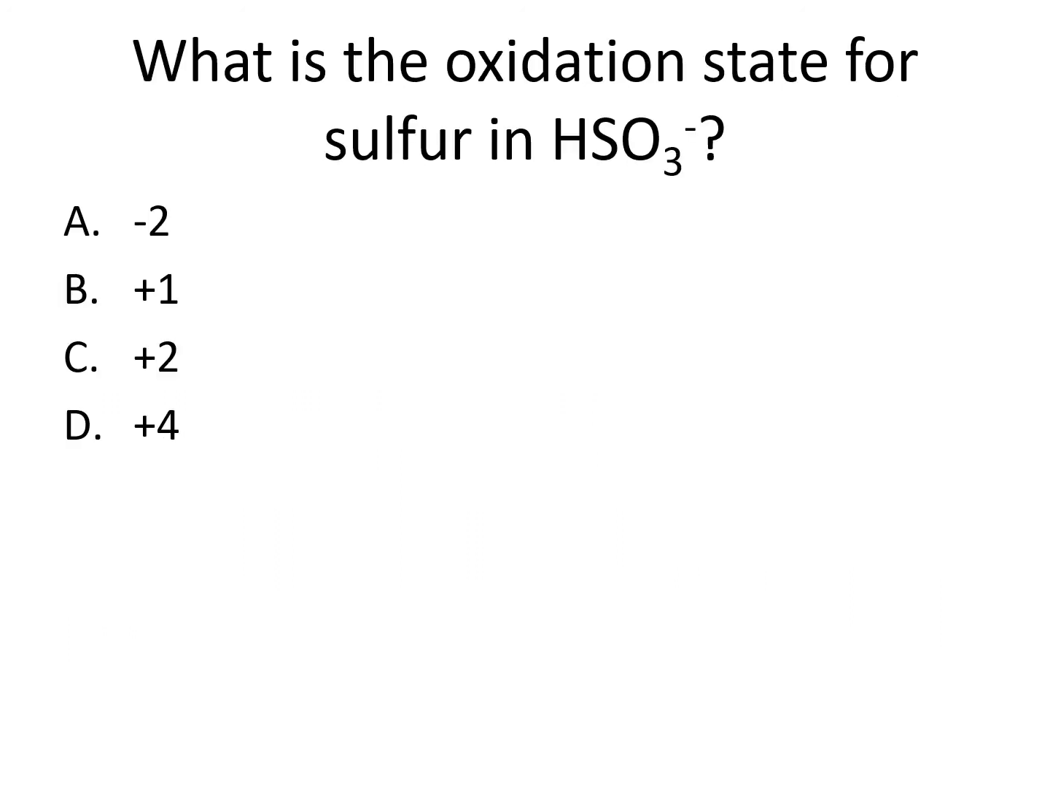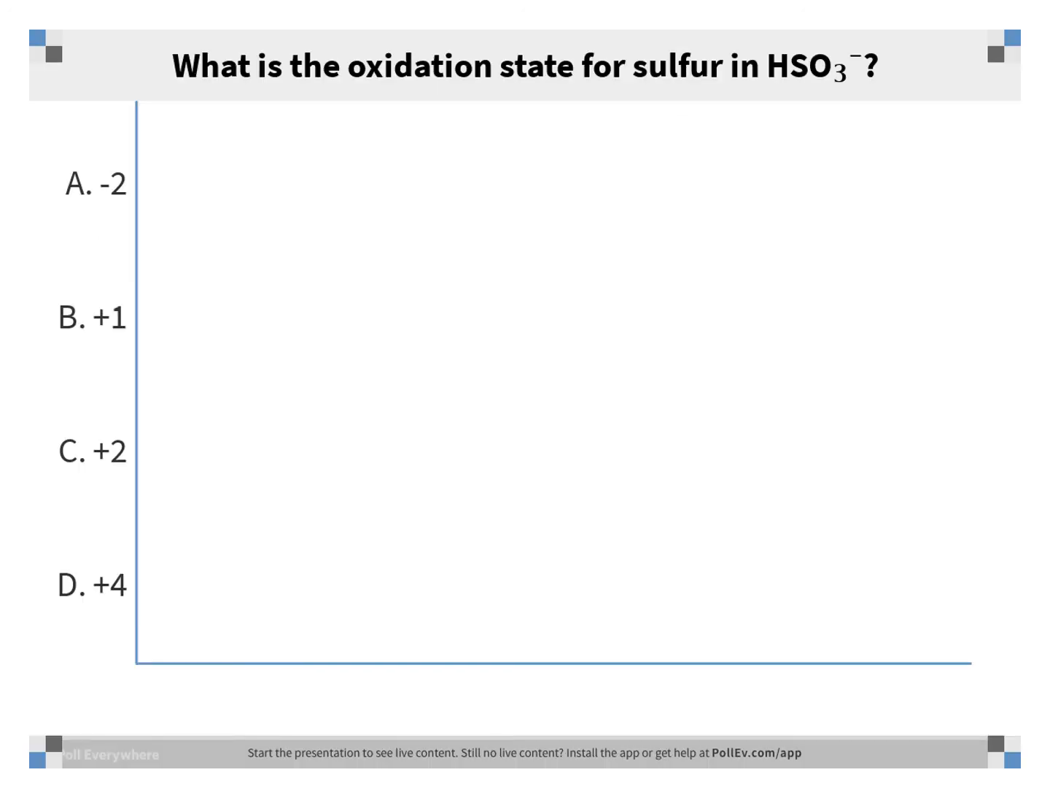What is the oxidation state for sulfur in HSO3 -1? Is it A -2, B +1, C +2, or D +4? The correct answer is D, +4.